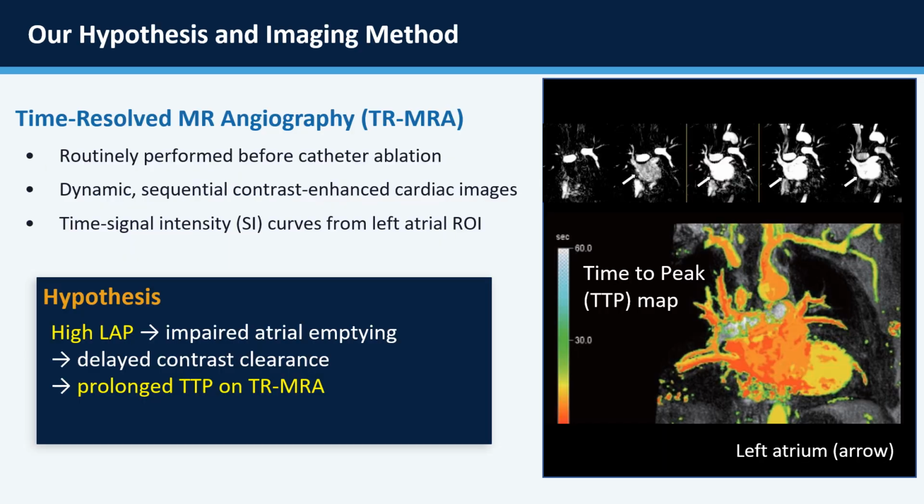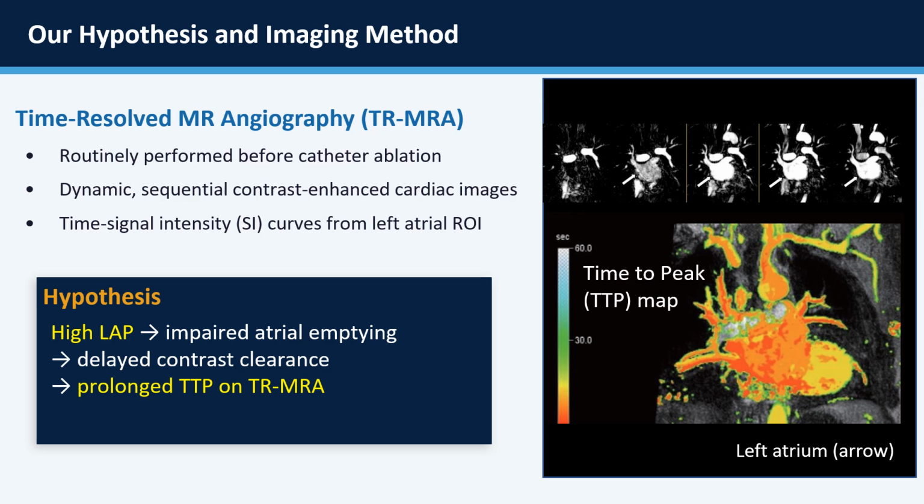We focused on the time resolved MR angiogram, a pre-procedural imaging for the catheter ablation. This TR-MRA generates dynamic sequential images of the contrast enhancement within cardiac chambers. From these images, we can derive the time signal intensity curve from the left atrium. Our theory was simple.